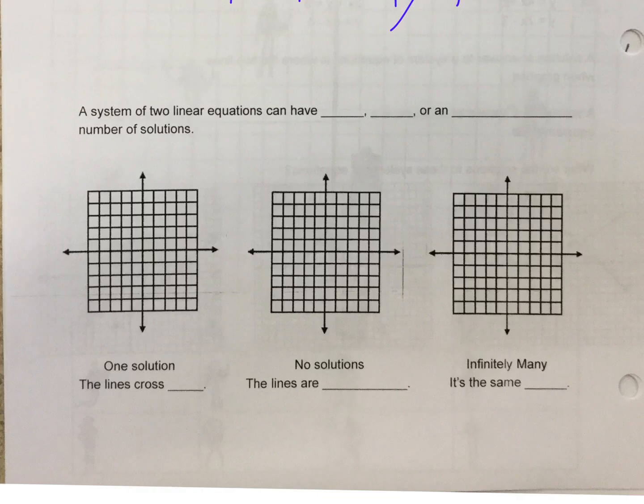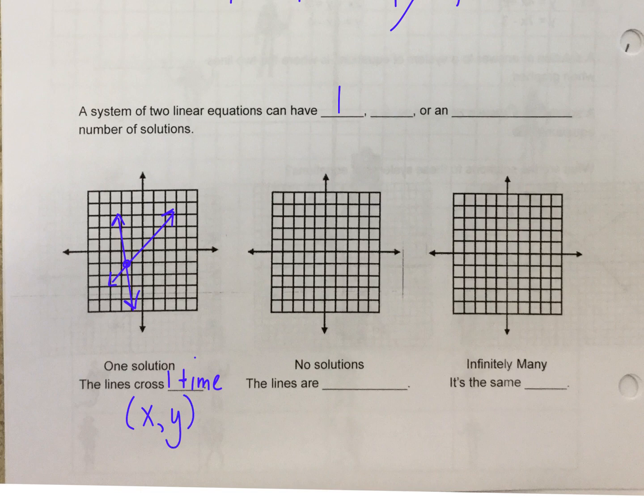So there are 3 kinds of solutions we can have. We can have systems of equations that have one solution. And that's down here. When my lines cross, they get one answer. The lines cross one time. And your answer will be an xy coordinate.